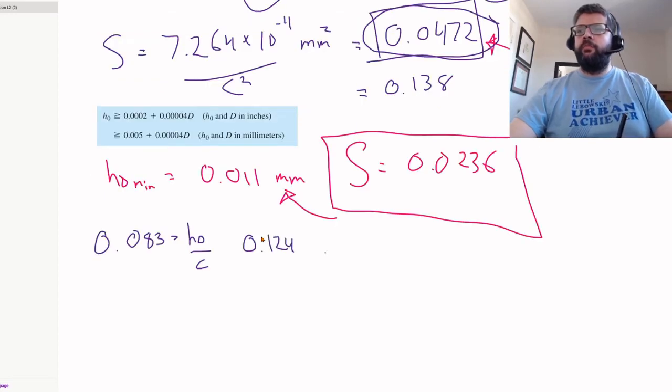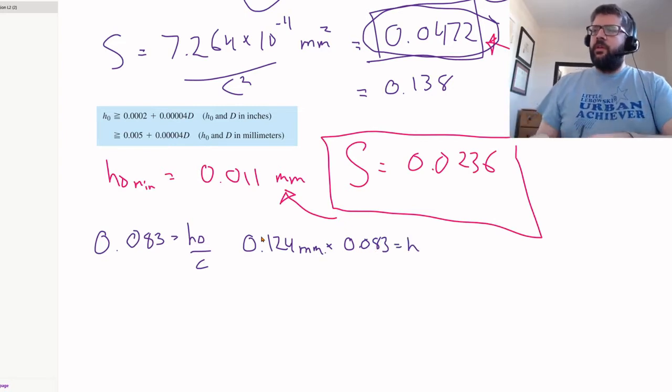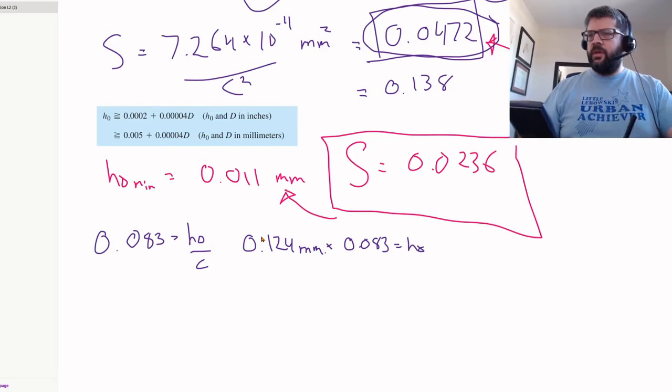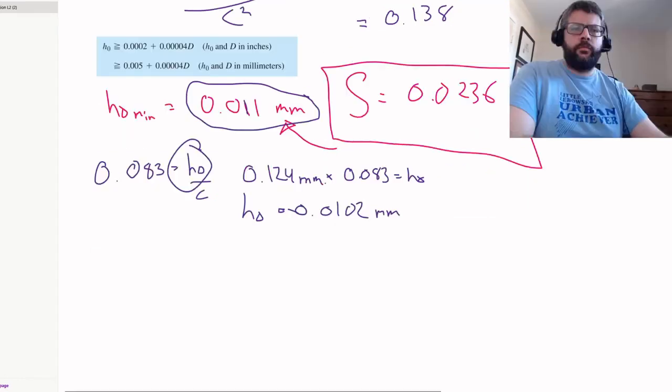So solving for h naught, 0.124 millimeters times 0.083 is equal to h naught. So in that instance, we would actually end up with an h naught that is equal to 0.0102 millimeters. So what do we want to do with this then?